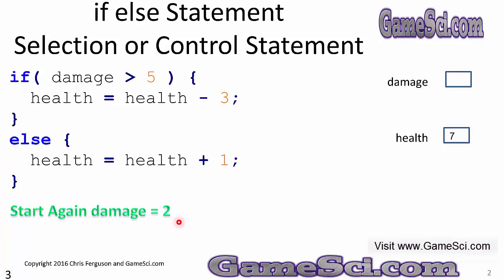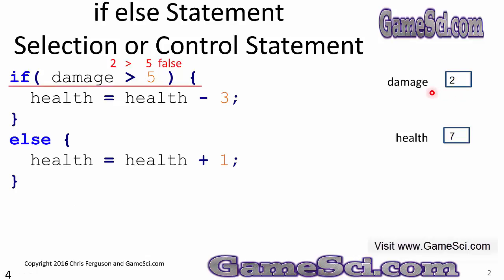Let's start again, and this time let's set the damage variable equal to 2. What happens when damage is set to 2? Here's 2 in the damage variable at this point. We have 7 still in the health variable. Let's see what path this program chooses to take. 2 greater than 5 is a false statement. As a false statement, what's going to happen is we will not execute the if portion, but we'll go to the alternative else portion. So you can see by the line, because damage greater than 5 was false, we're going to go down and execute the else code.